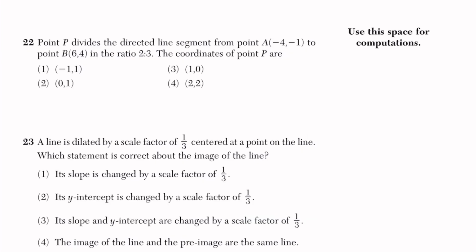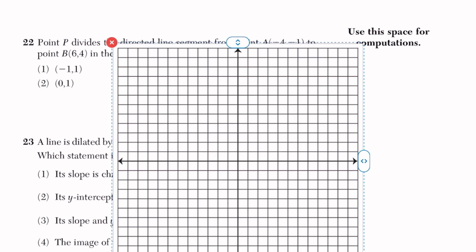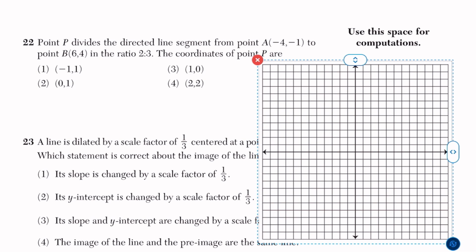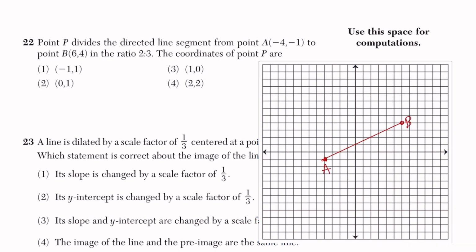Question 22. Point P divides the directed line segment from point A (-4, 1) to point B (6, 4) in the ratio 2 to 3. The coordinates of point P are... So to make this easier to visualize, I have a graph here, and I'm just going to graph. Okay, so here's how the line segment would look on a graph.